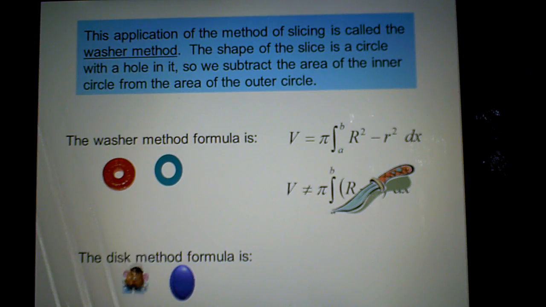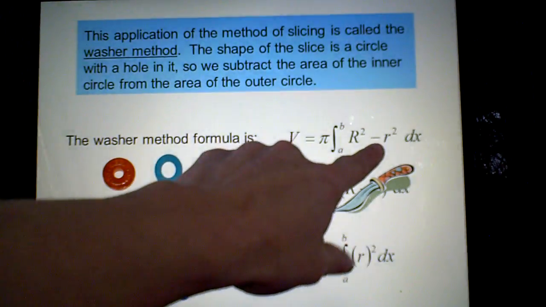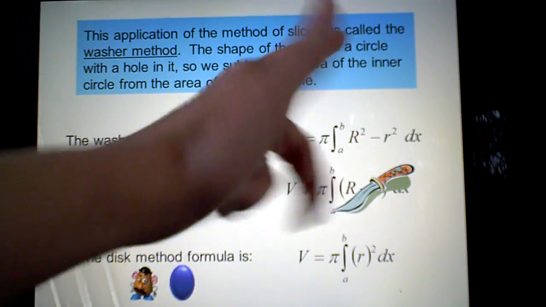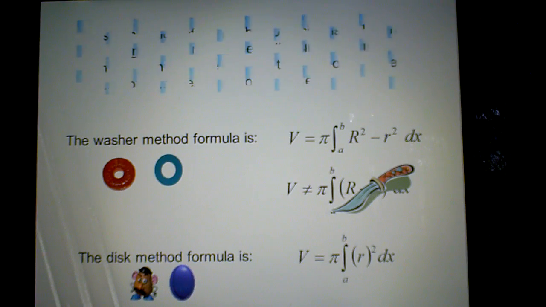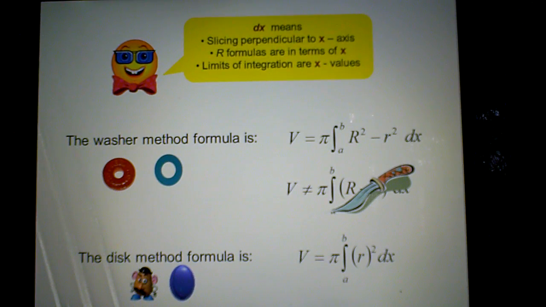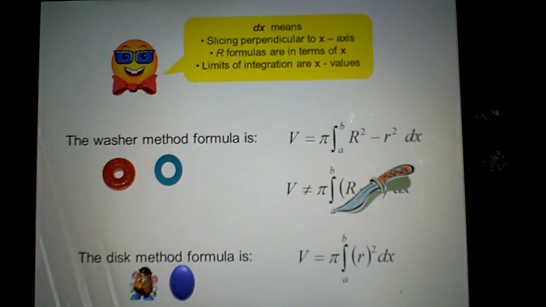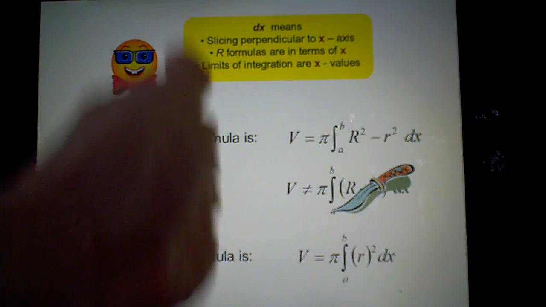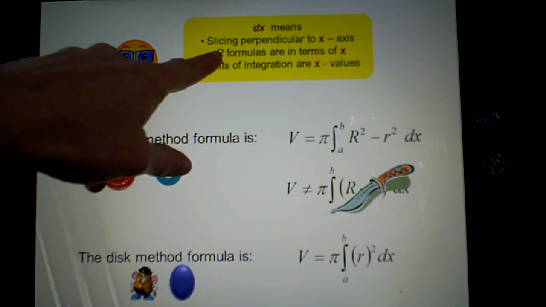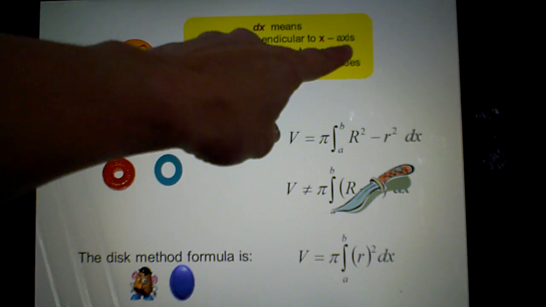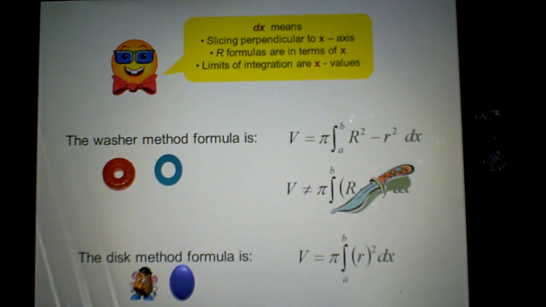Potato chips, remember, just have the hole filled in. When there's no hole, you don't have to subtract out. Or you could think about 0 squared if you really want. Here's your potato chip method. dx, I've used dx in both of these formulas, means that you're taking your slices down perpendicular to the x-axis. Your radius formulas, be they big R or little r, have to be in terms of x, and your a and b's here are all x values.